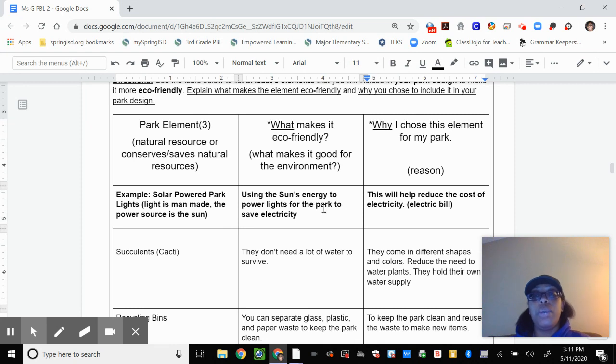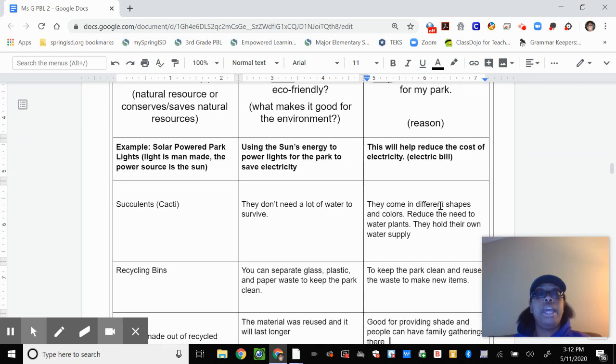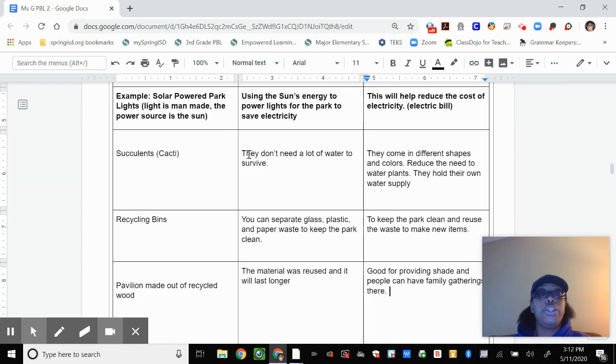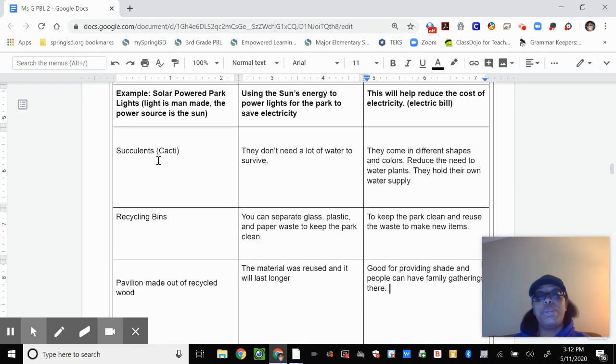And this is going to, in turn, reduce electricity costs. So Miss G went ahead and she did her 3 examples. My first one is succulents, which is another word for cactus or cacti. I said that they're environmentally friendly because they don't need a lot of water to survive. And I want to put these in my park for the same reason. They don't require a lot of water, and they come in different colors and shapes.